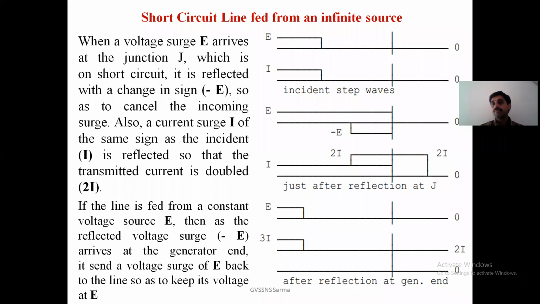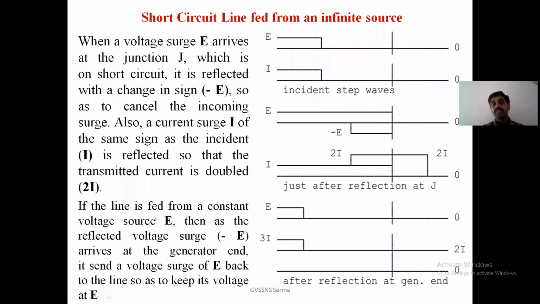Here in the short circuit line, E is incident, minus E is reflected, so that the voltage at the other side, at the short circuit position, is 0. It is opposite to the open circuit position. So minus E will be reflected back, so that the voltage at this junction is 0. Transmitted voltage is 0. Whereas coming to the current, which is opposite, when I is incident, I is reflected back, so that I plus I, 2I, is the current at the short circuited side.